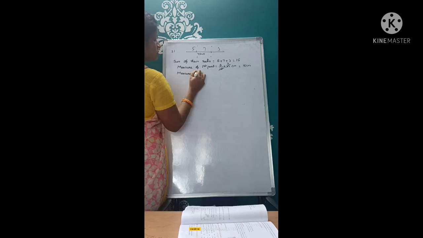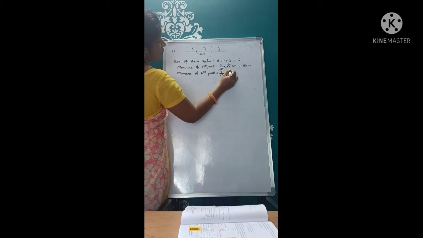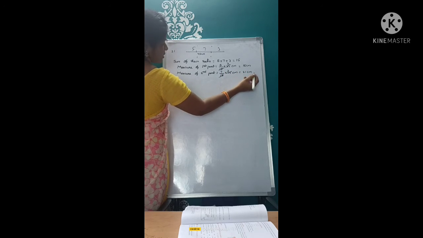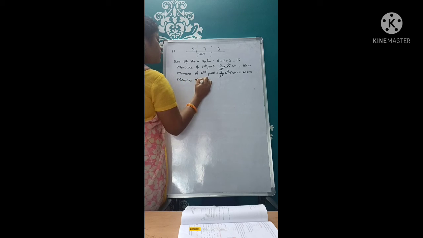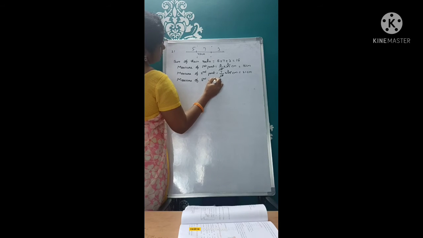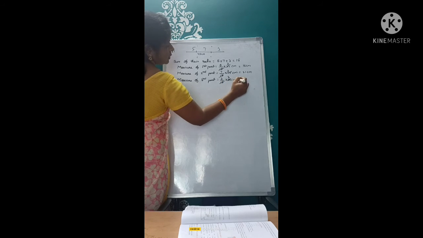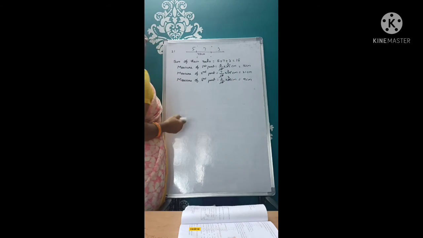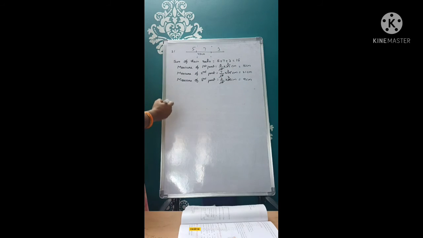Measure of second part equals 7 by 15 into 45 centimeters. It is nothing but 21 centimeters. Measure of third part, 3 by 15 into 45. 15 threes are 45, equals 9 centimeters. Check: 21 plus 9, 30, plus 15, 45. Total we get.